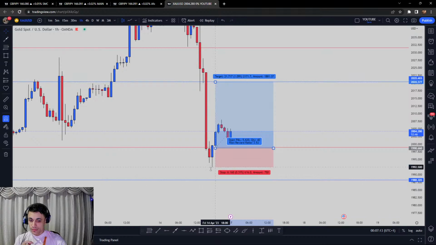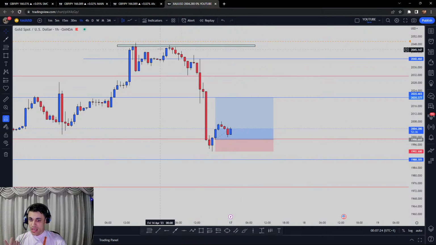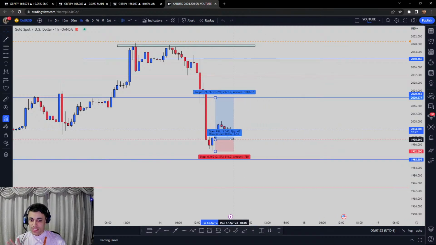Boom. Stops just below. However, you'd be in profit, but I wouldn't recommend this buy because there's a lot of selling pressure still in the market. So I wouldn't go against the trend. If the market is selling, just wait. You don't have to be in a trade 24 hours a day. You can wait, you can chill, see what the market wants to do.